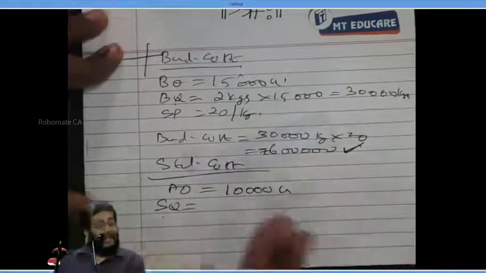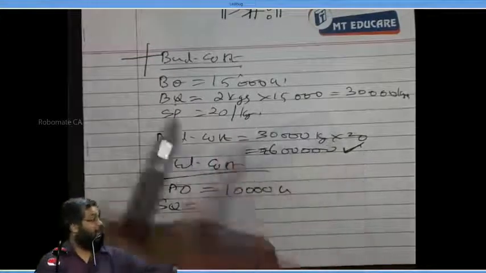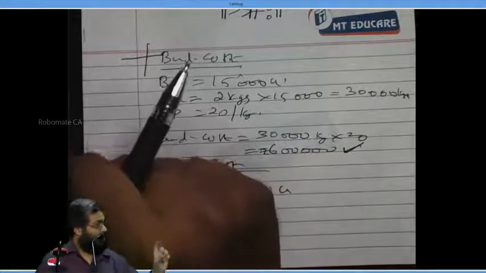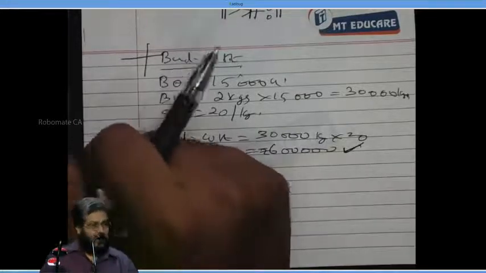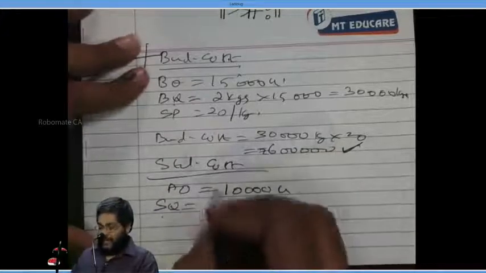Everybody, yes or no? Still I am in budget only. In what budget? Flexible budget. I prepare it for the actual output. Everybody able to distinguish or not? In this case, tell me what is standard quantity?